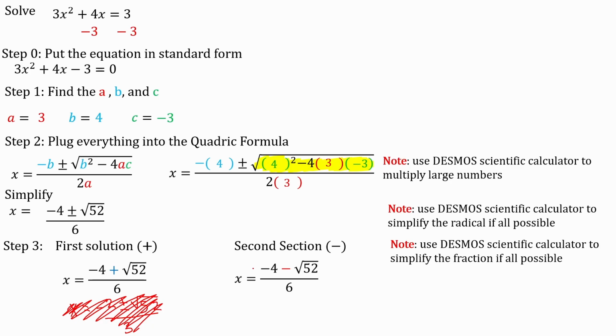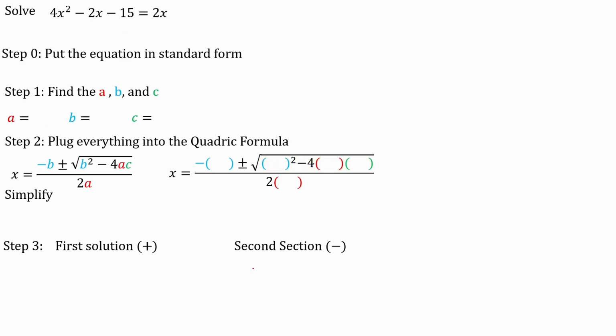Let's do the last one here. It equals 2x right now, so we have to make it equal to 0. So we subtract 2x from both sides. It does cancel, and you are left with 4x squared minus 4x minus 15 equals 0. The a is 4, the b is negative 4, and the c is negative 15.